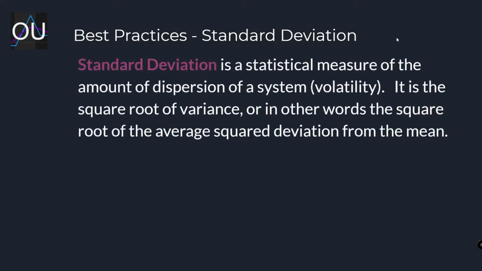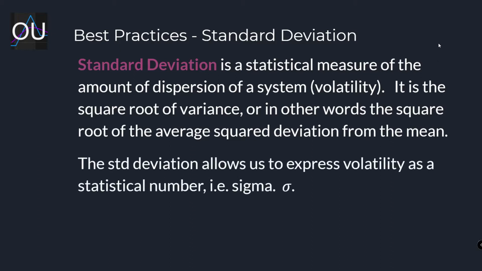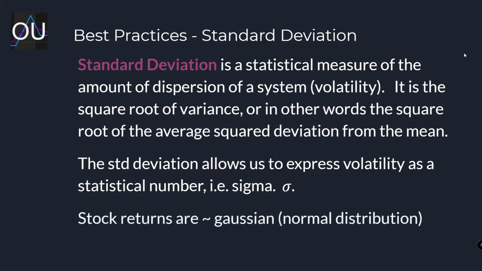So, best practices on standard deviation. Standard deviation is a statistical measure of the amount of dispersion of the system, of the volatility. It is the square root of the variance, or in other words, the square root of the average squared deviation from the mean. What does all this mean? Basically, it means that the standard deviation allows us to express volatility as a statistical number, i.e. sigma. So it allows us to express volatility in a mathematical sense, so to speak.